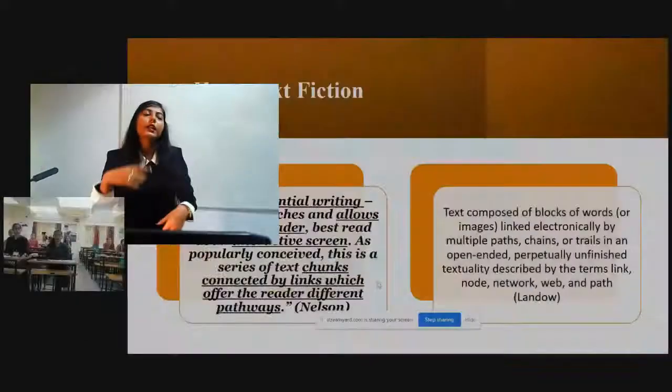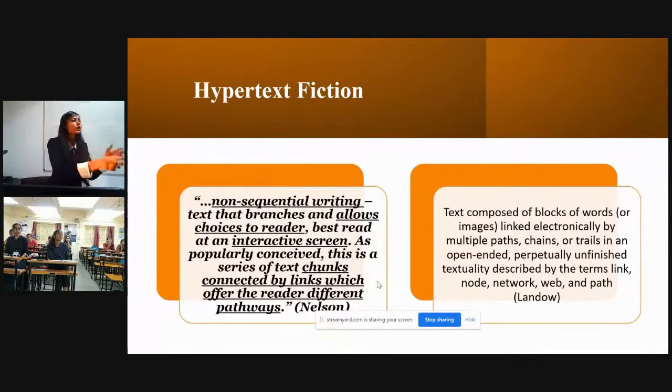And it can be read on an interactive screen only. Like this Twelve Blue, if you want to search for it, you can type Twelve Blue in Google, and this hypertext will appear on your mobile phone as well, and you will be able to read it on the phone itself. Now, there are chunks of text, small amounts of text linked to other chunks, which offer readers different pathways. The reader has to be constantly conscious of which link to explore next.